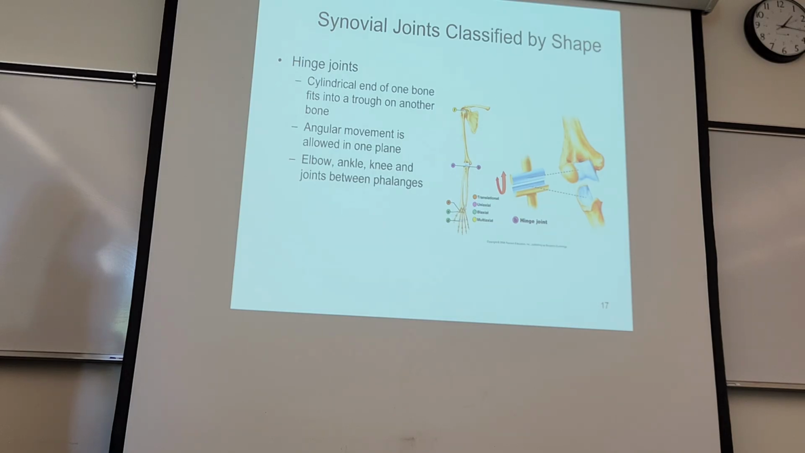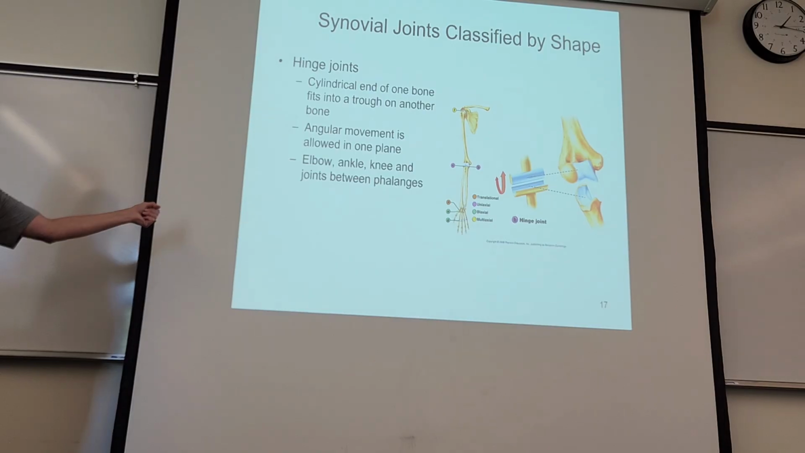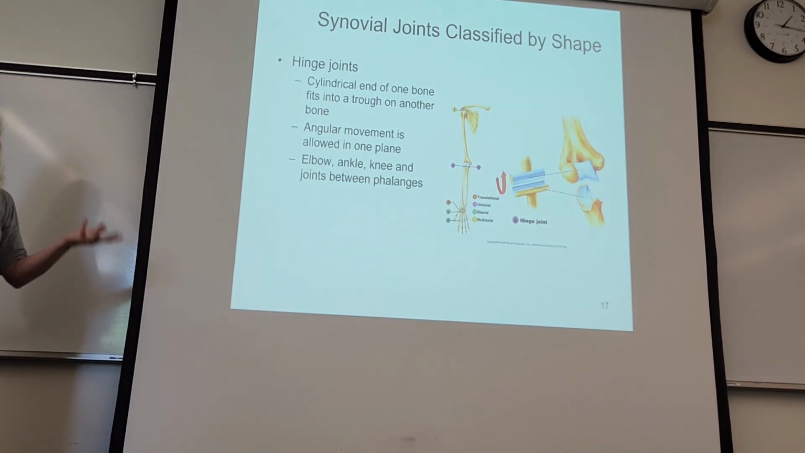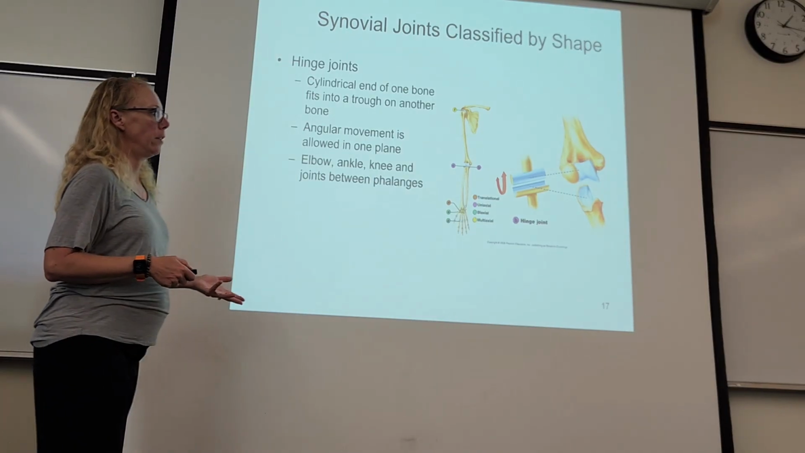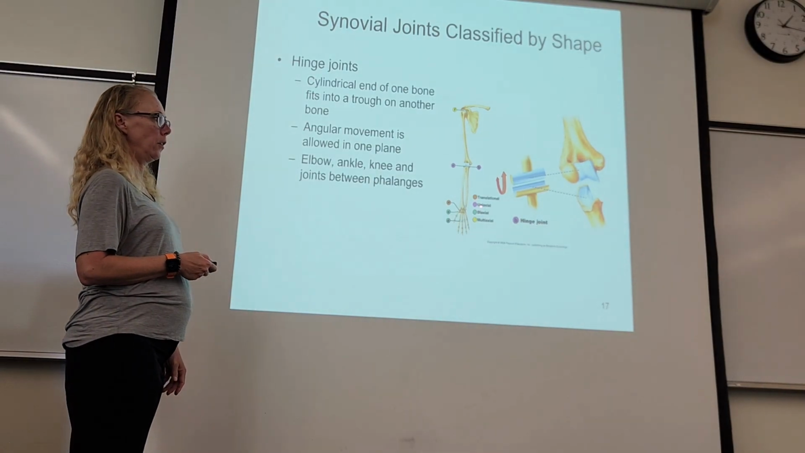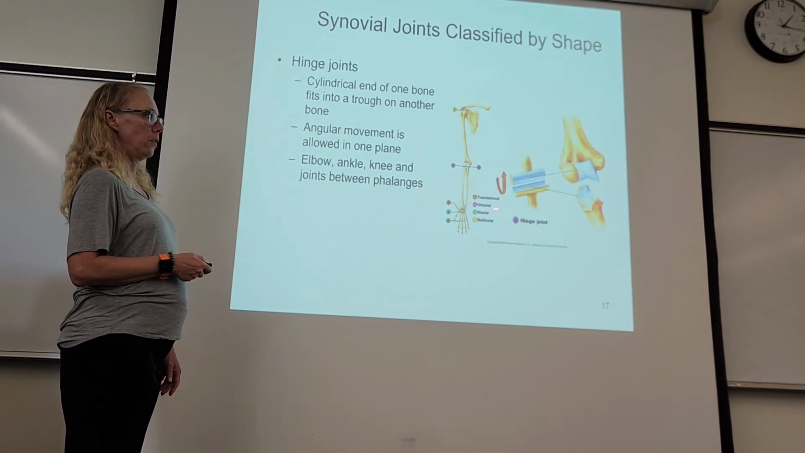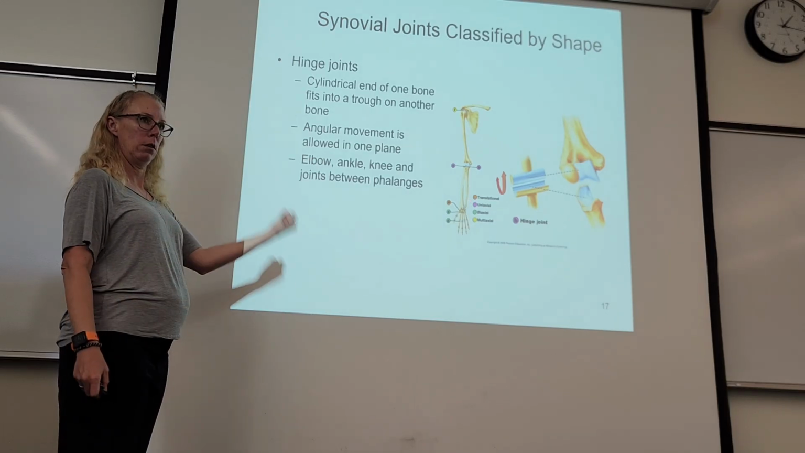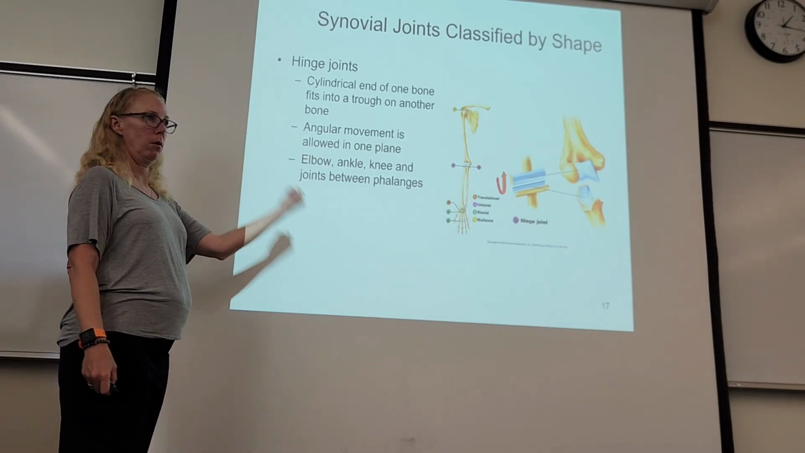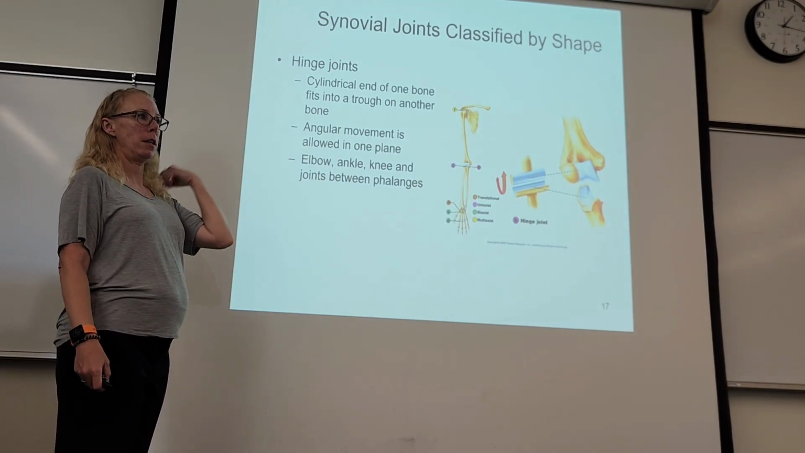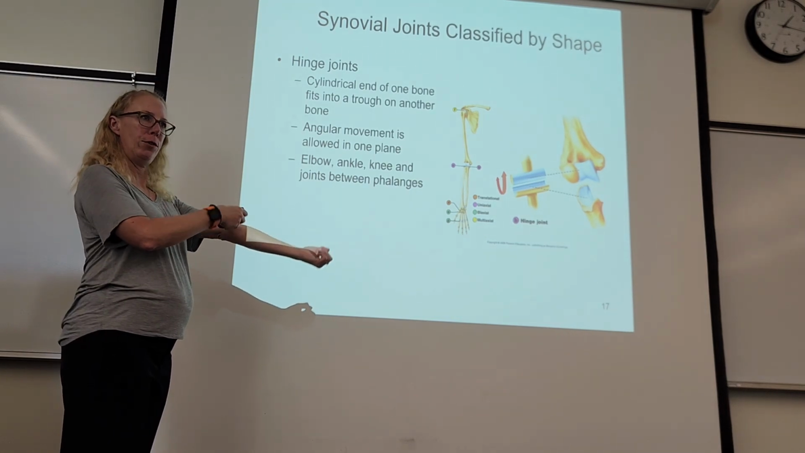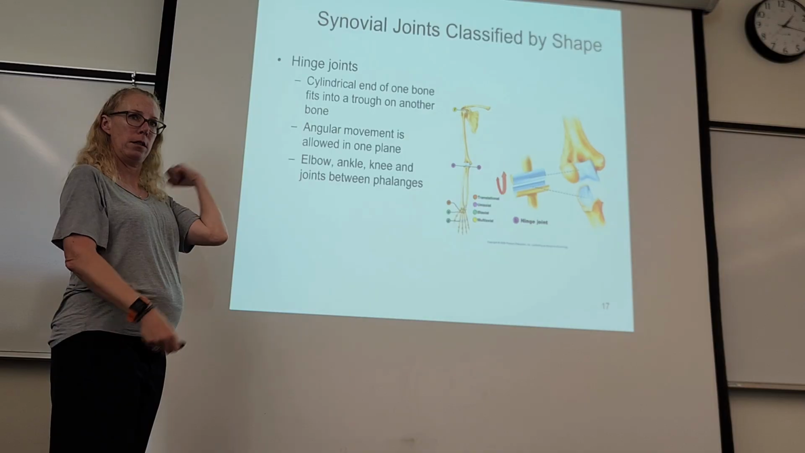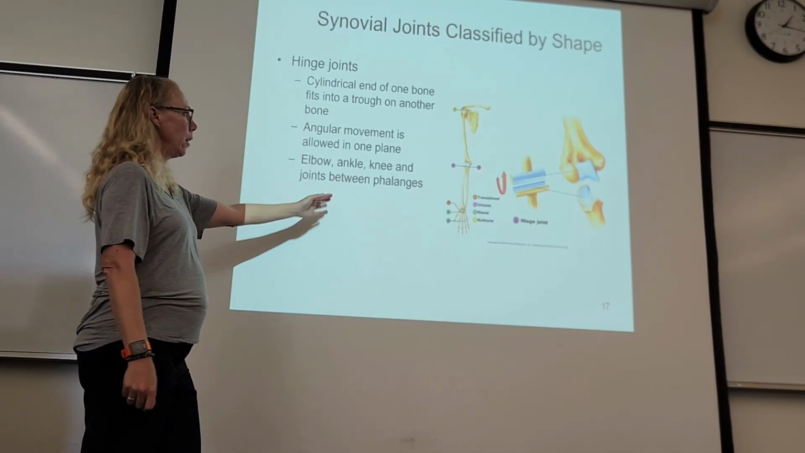Okay, so hinge joints. With hinge joints, I think of a door hinge. Door can open and it can close. And that's pretty much the only movement that it provides. So we typically call that uniaxial, so it's one axis of motion. The elbow is a great example. You can either bend it or you can straighten it. There's no amount of rotation that you can do in the elbow. It doesn't happen. It's either bending or straightening.